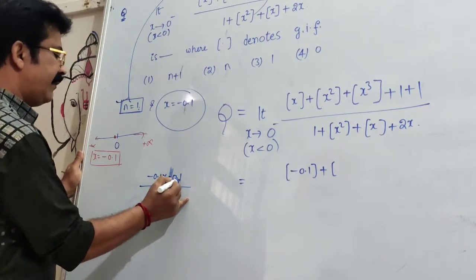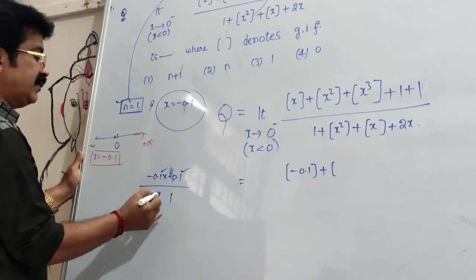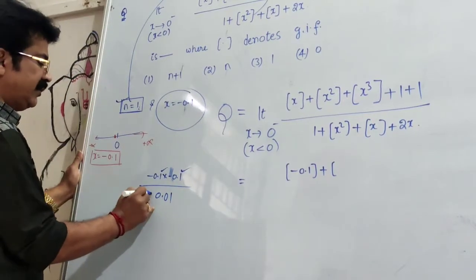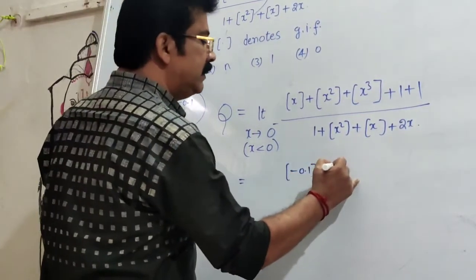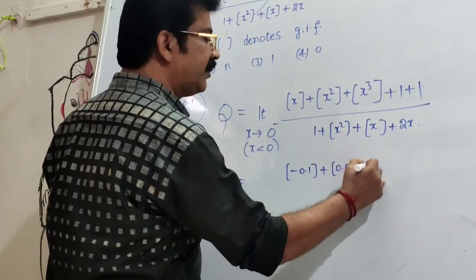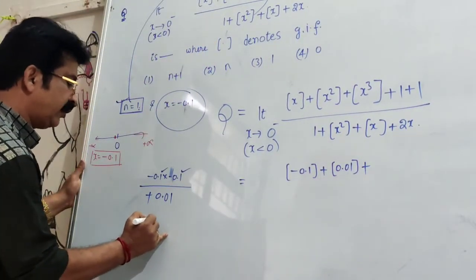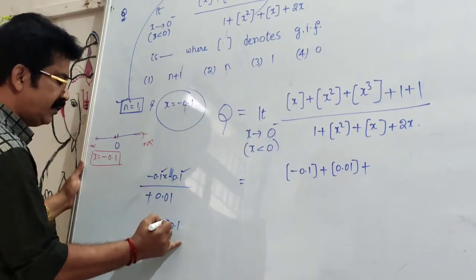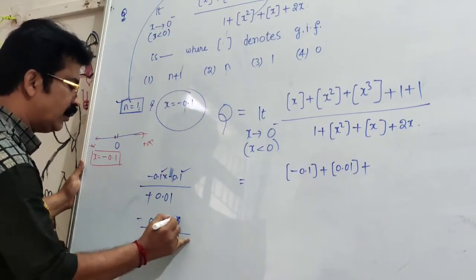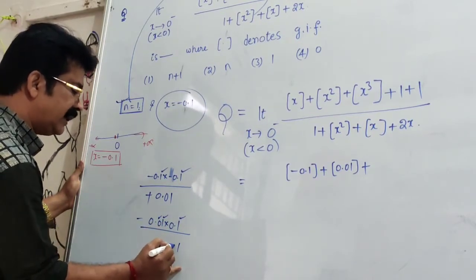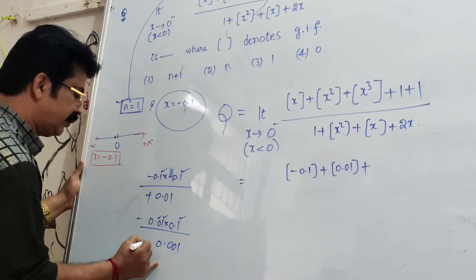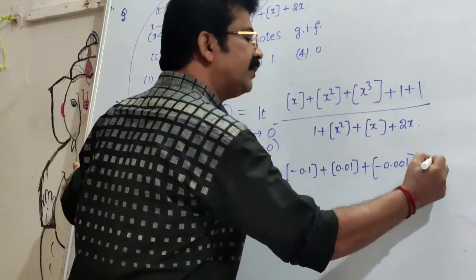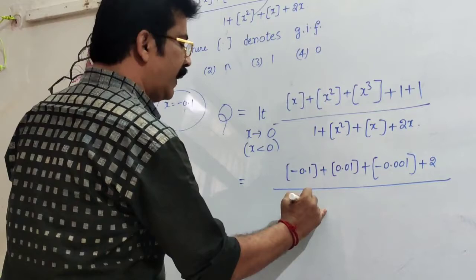Of 1 after 2 digits, so we have to put a dot or point. So therefore 0. Minus into minus plus 0.01. Next plus x cubed means 0.01 into again 0.1. This one is minus, so minus here. So the answer is box of minus 0.001 plus 2, whole divided by 1 plus.